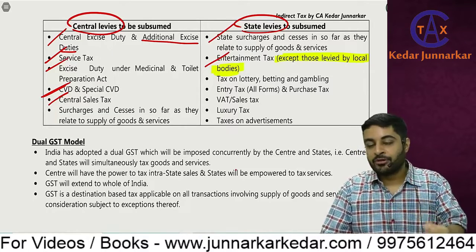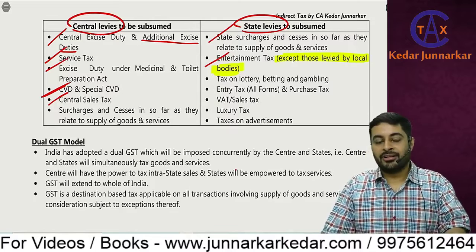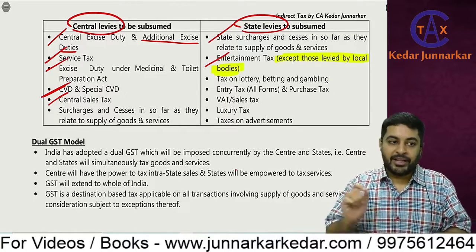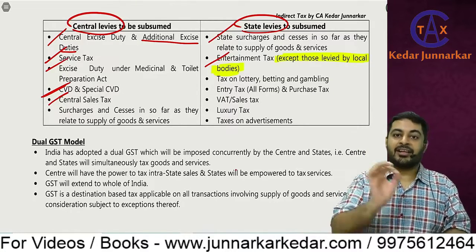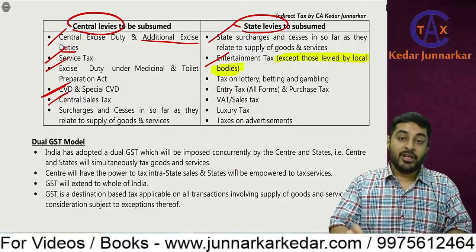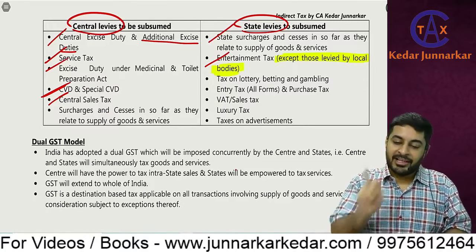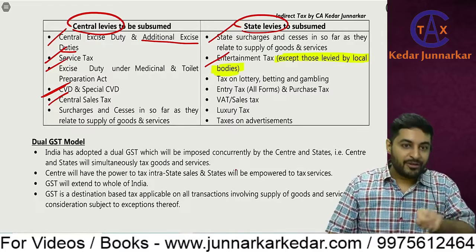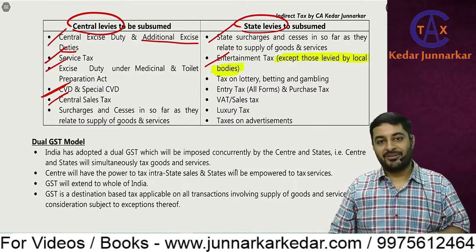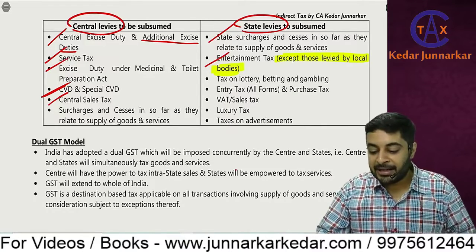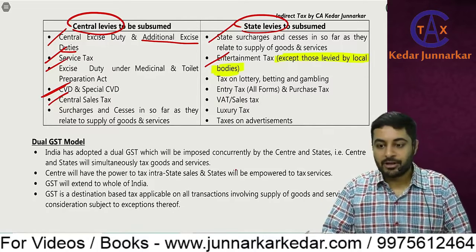So the next time you go to a multiplex or theater, check your ticket. On that it is given entry tax charges, entertainment tax and GST. So that entertainment tax will go to which government? It will go to the local authority. GST will go to which government? Half will go to central government, half will go to state government. So entertainment tax other than that levied by local bodies.